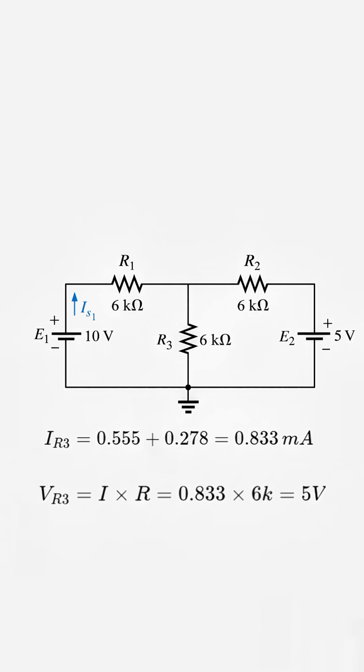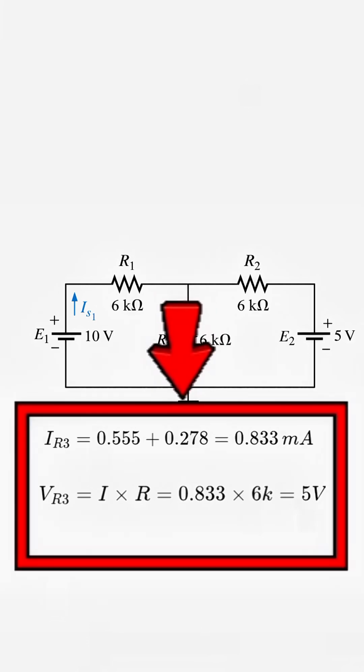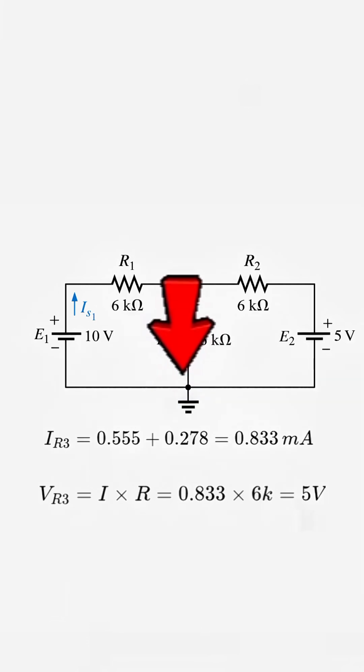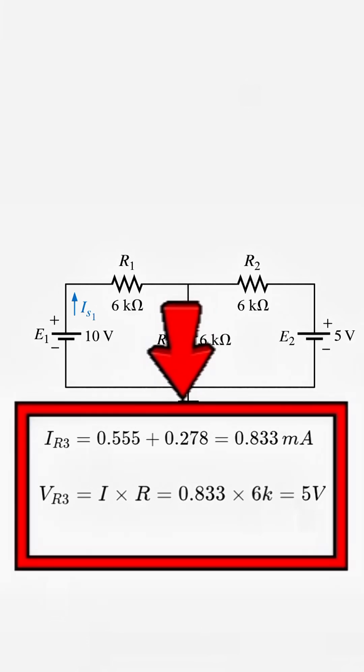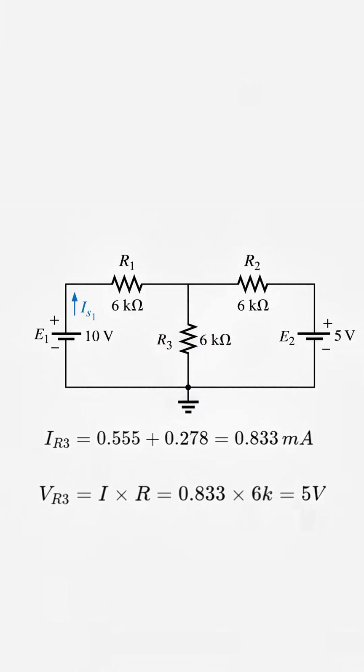V equals I times R. 0.833 milliamp times 6K equals 5 volts. And that's the final answer. Current through R3 is 0.833 milliamp. Voltage across R3 is 5 volts. Superposition makes circuit analysis simple and powerful.